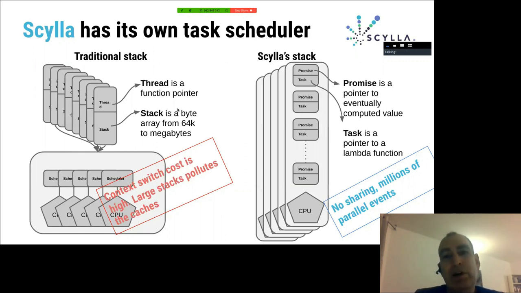So our stack is with a thread per core, has its own scheduler. So each thread gets its own internal scheduler, it does a run to completion of small tasks. Those tasks typically take a few microseconds to run, and we can run around a million tasks per second per core.